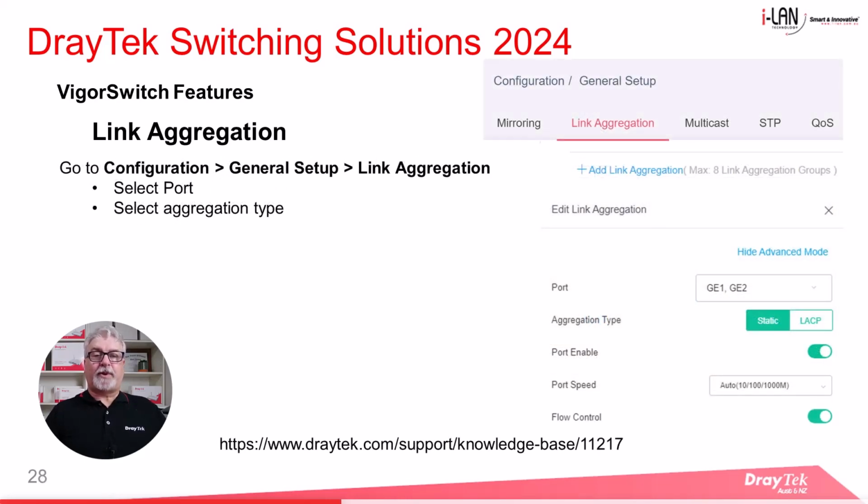In DrayOS 4 switches, you'll find link aggregation under the Switch LAN option in the menu. In DrayOS 5, you'll find it under Configuration, General Setup, Link Aggregation. Once there, select plus add link aggregation. Select the ports to become part of link aggregation. Select static as aggregation type. The advanced mode options are port enabling, port speed, and flow control. There's also additional steps required to set it up in the router. For a full setup guide, I'll include a link below to the application note down the bottom there, which goes through it.